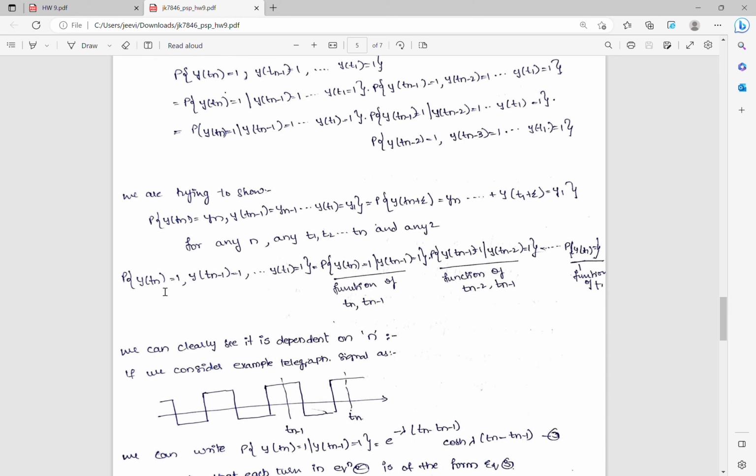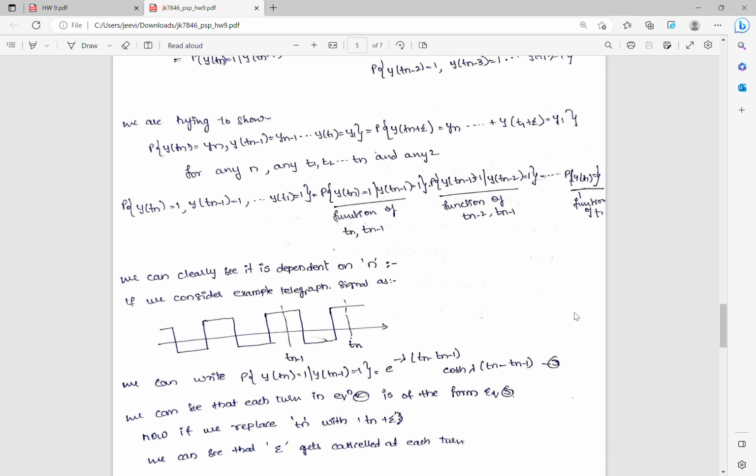Now the probability of y tn equal to 1, y tn minus 1 equal to 1, and so on till y t1 equal to 1 is equal to the probability of y t1 equal to 1 given y tn minus 1, into the probability of y tn minus 1 equal to 1 given y tn minus 2 equal to 1, and so on till the probability of y t1 equal to 1. That is, this will be a function of tn and tn minus 1. This will be a function of tn minus 2 and tn minus 1, and so on. Now we can clearly see that these values are dependent on the time differences.